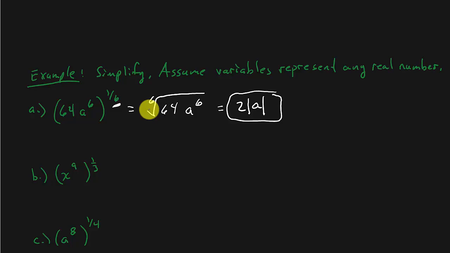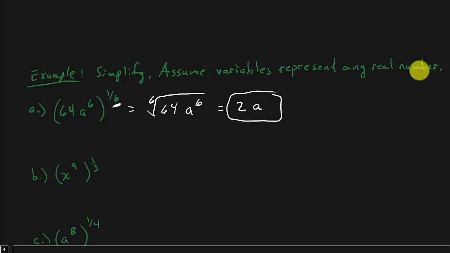Okay? And since it says assume variables represent any real number, that means, and let me go ahead and erase this. That means that when we do this, you look at it and you say, okay, it represents any real number. Could a be negative? And the answer is yes, a could be negative. So we've got to put absolute value on the a to make sure it's positive.